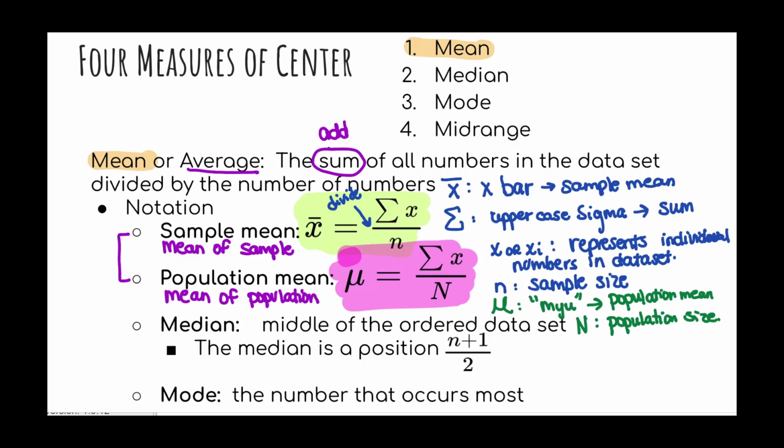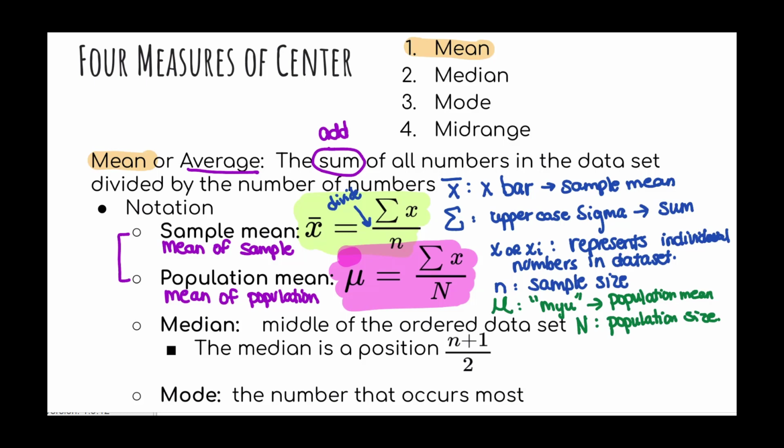Okay? So we would add up all the numbers, whether it's X bar for sample mean or mu for population mean, you add up all the numbers and then divide by the total number of numbers in the data set. So that is mean. Moving on to median.